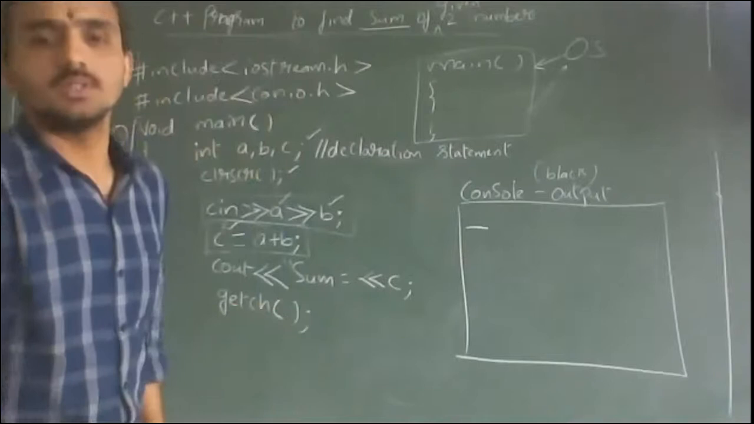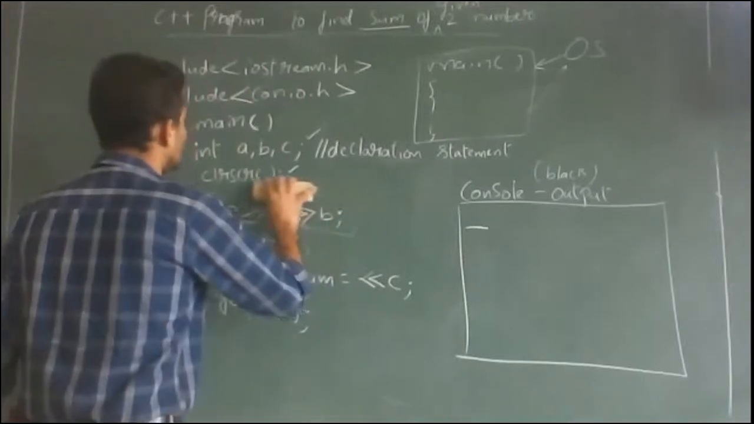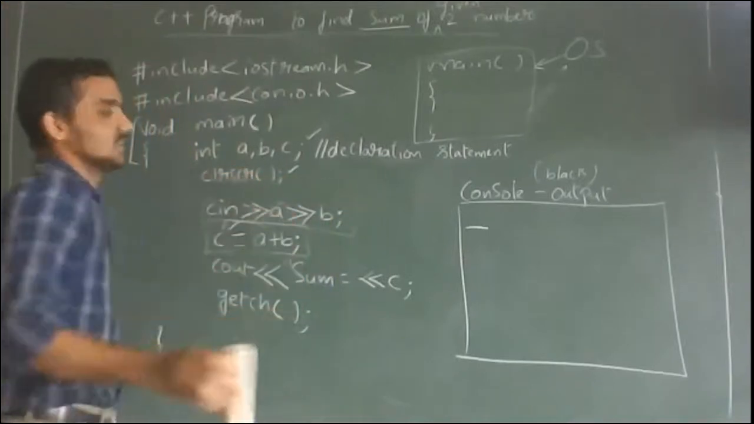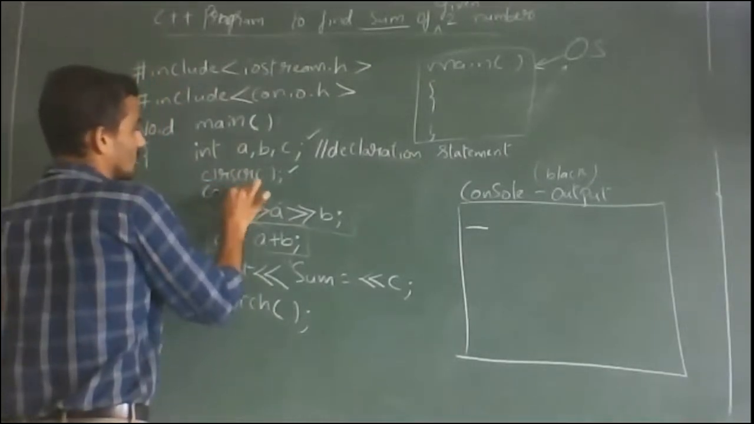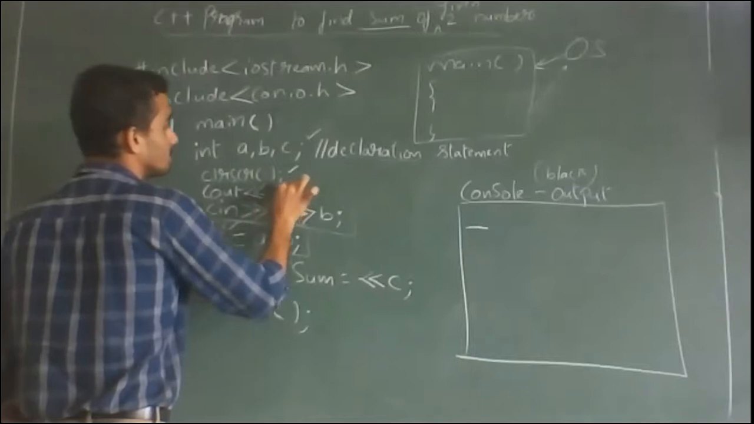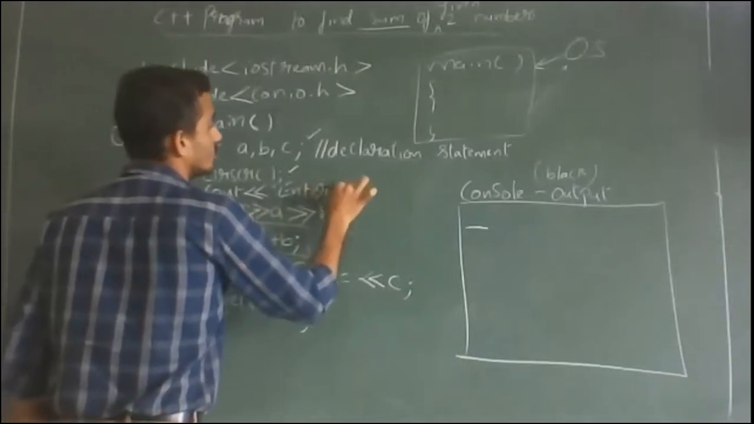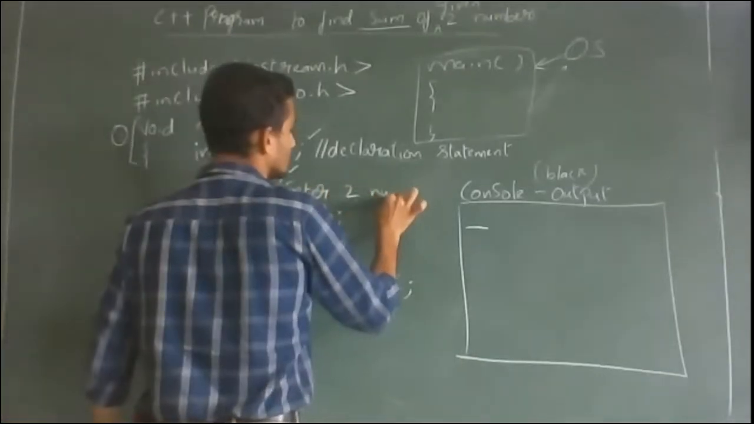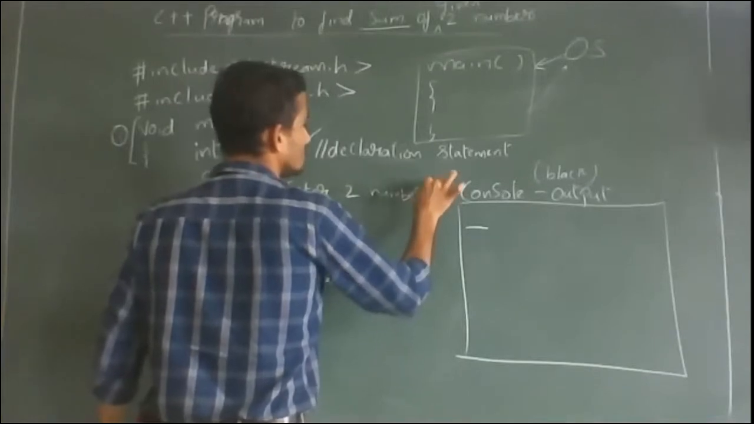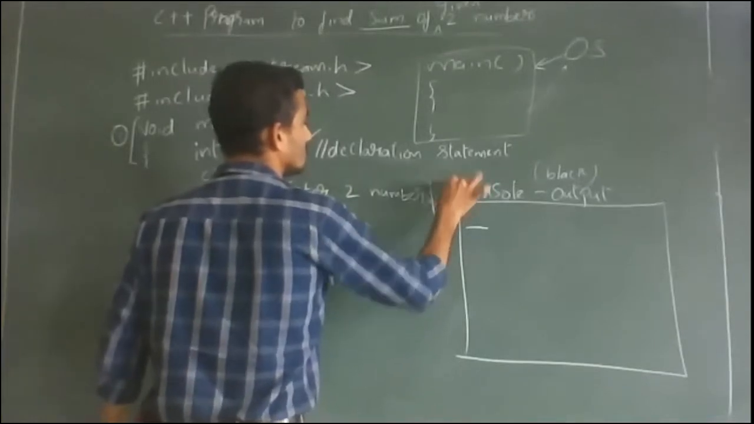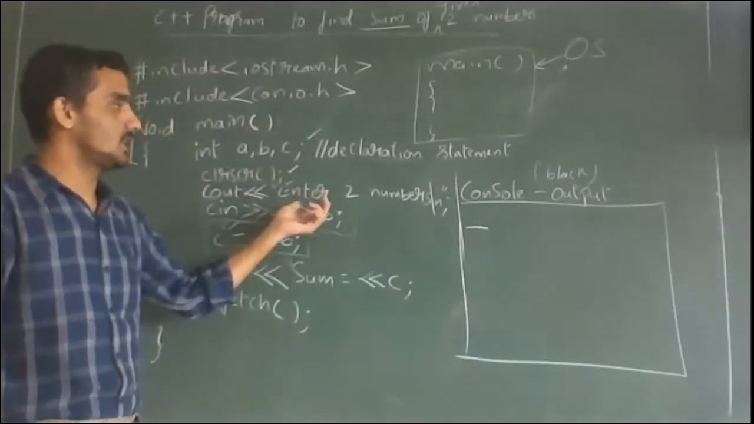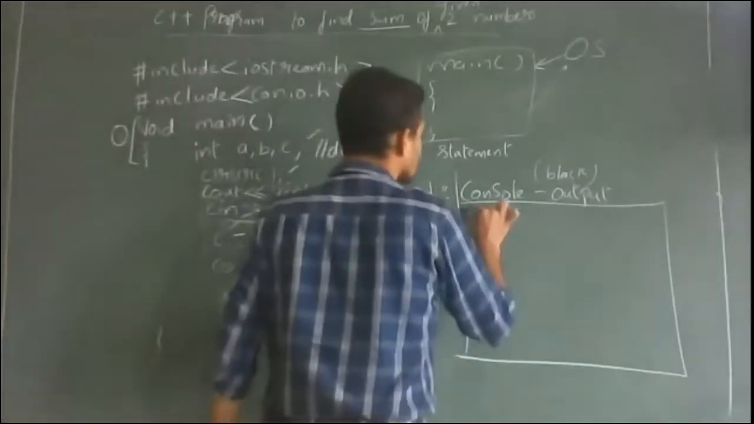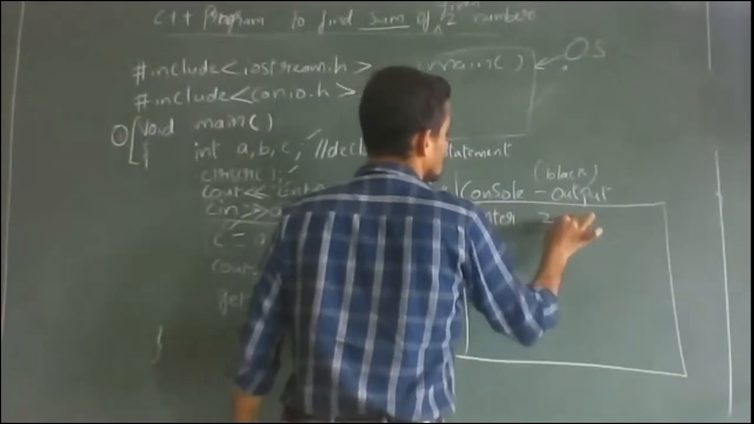In the program, some modification we have to do. That modification is nothing but after the clear screen function, you write one cout statement. Okay. Enter two numbers. Okay. Enter two numbers. This line you have to write. Then this line will appear on the screen. So, enter two numbers.